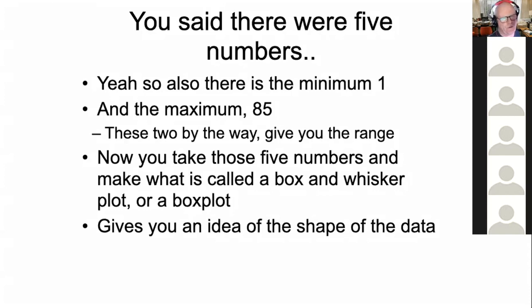So the range is 84. The minimum's 1, the maximum's 85. Median's 44. Let's see if I can remember this. The first quartile's 19 and the third quartile's 54. When you take those 5 numbers, you can make something called a box and whisker plot.